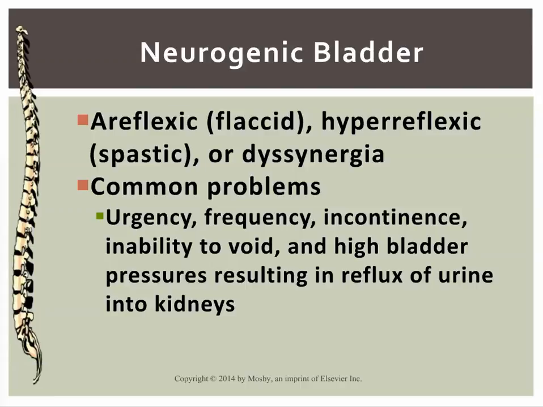Depending on the injury, a neurogenic bladder may have no reflex detrusor contractions, so they are areflexic and flaccid. They may have hyperactive reflex detrusor contractions, so they're hyperreflexic and spastic, or they may have lack of coordination between detrusor contraction and urethral relaxation, called dyssynergia. Common problems with neurogenic bladder include frequency, urinary urgency and incontinence, inability to void, and high bladder pressures resulting in reflux of urine into the kidneys.